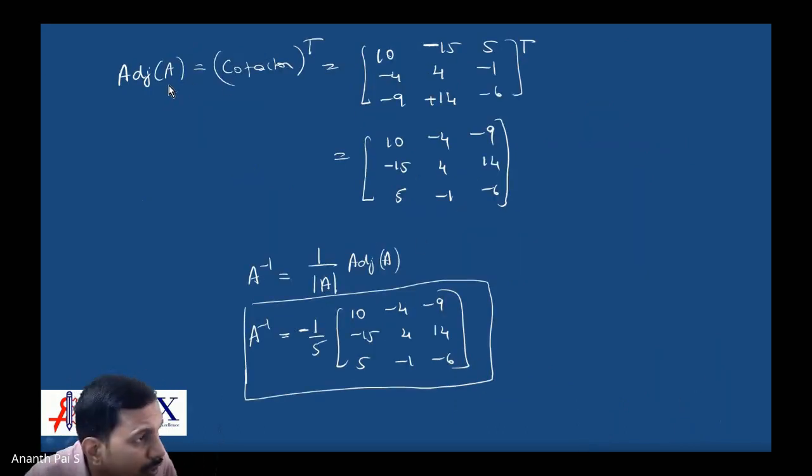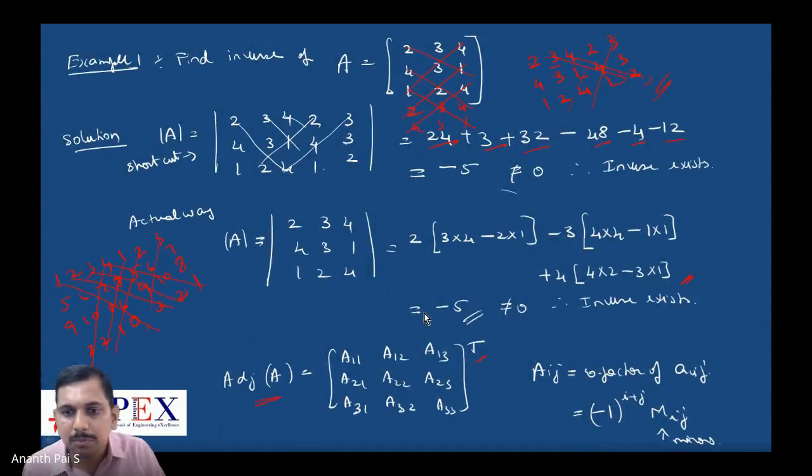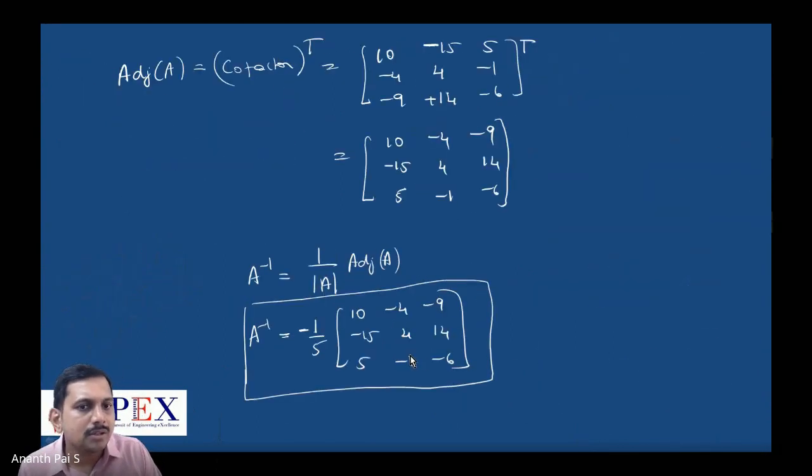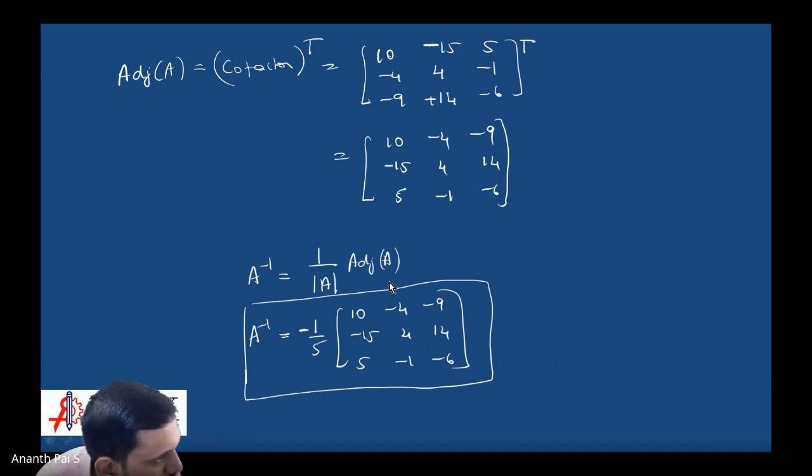Now, adjoint of A is the cofactor transpose. So you transpose that, you get the adjoint. And the inverse is 1 by the determinant of A into adjoint. What was the determinant? The determinant was minus 5. So you multiply by that, and then you get the inverse. So you can write this as minus 2. This is minus 4 by 5. This is minus 9 by 5. This is 15 by 5, that is 3. Like that you have to add. But I have kept it like that. Fine. This is the inverse.